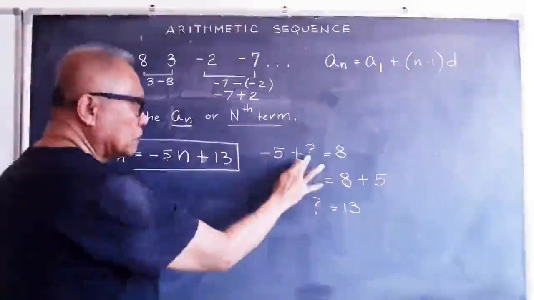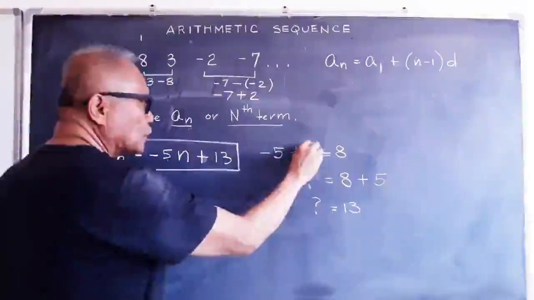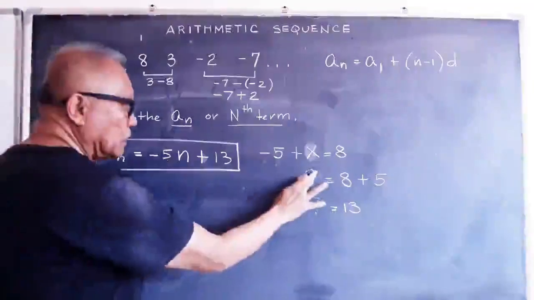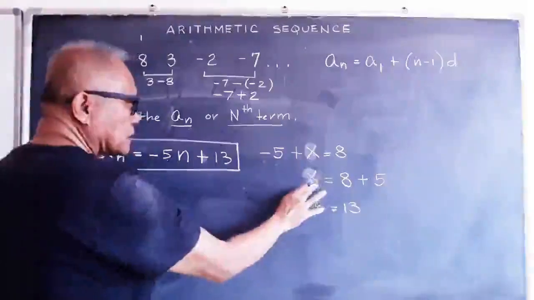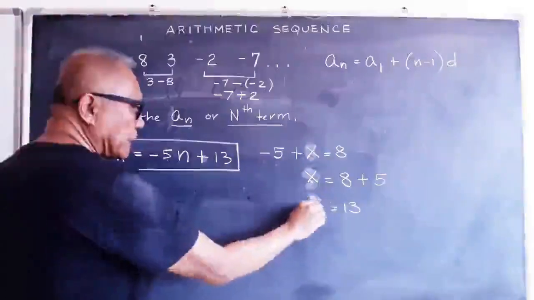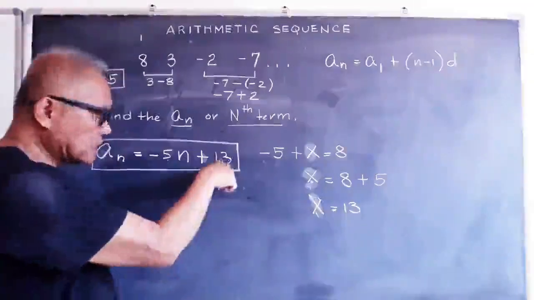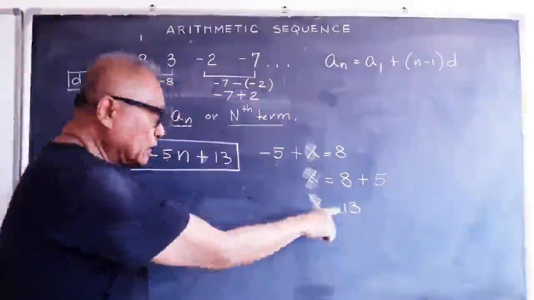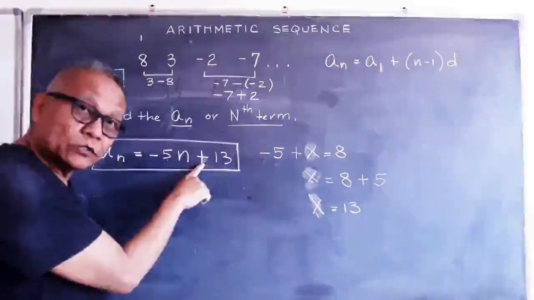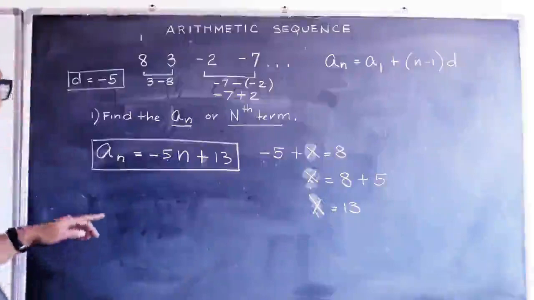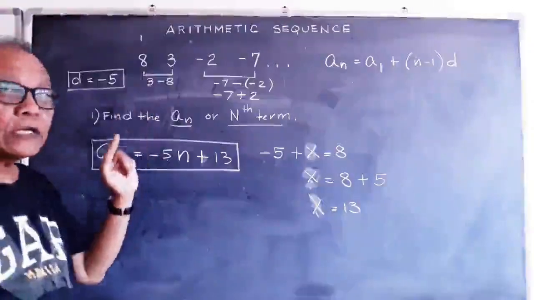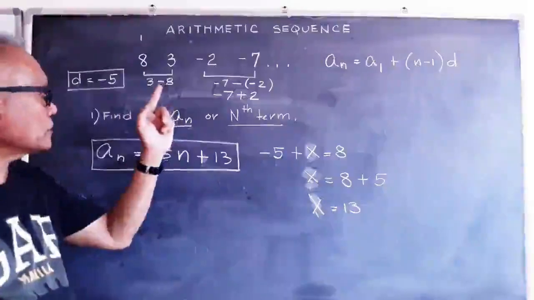Okay. Now, this one, you can put an x there because x is the symbol for unknown. This one is our x. This one is our x if you want. And that one is that number there. If this is negative, then this one is minus. Okay. Now, let us check if this one is really the formula equation for that sequence.